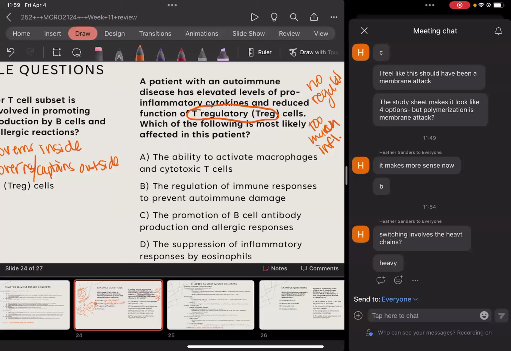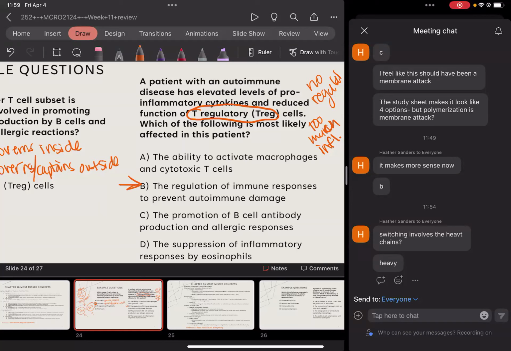Do we have going on here the ability to activate? We have a problem with activating our macrophages and cytotoxic T cells. Do we have a problem with regulating the immune response to prevent autoimmune damage? Yes, we've got too much inflammation going on. We're regulating things that shouldn't be regulated. This is the biggest risk here. Do we have promotion of B cell antibody production, or do we have suppression of the inflammatory response?